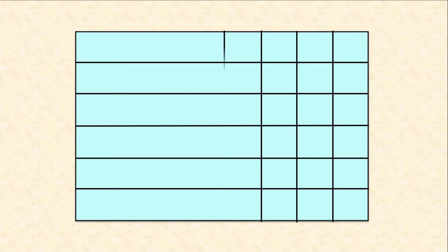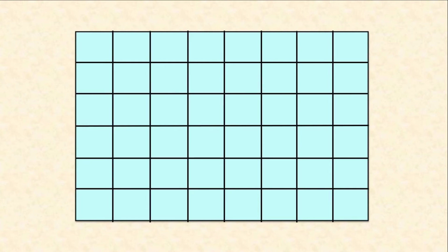First, let's see a simple example. We want to calculate the area of this rectangle. In the first stage, we have to divide this rectangle into small pieces. But these pieces have to be equal and the same size. So, we divide this rectangle into small squares. And we see each side of each square is equal to 1 centimeter. Therefore, the area of each square is equal to 1 square centimeter.